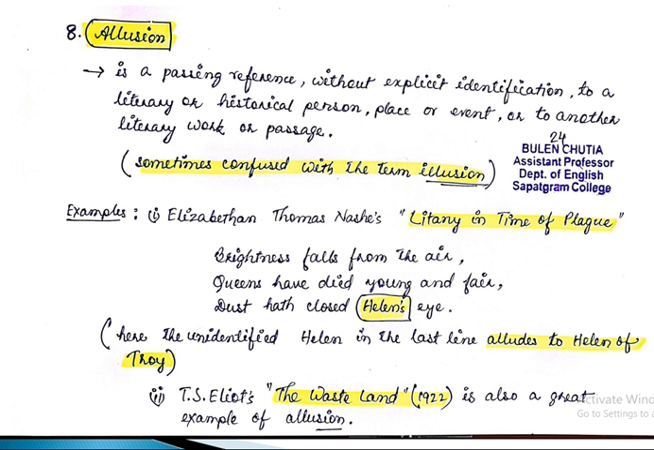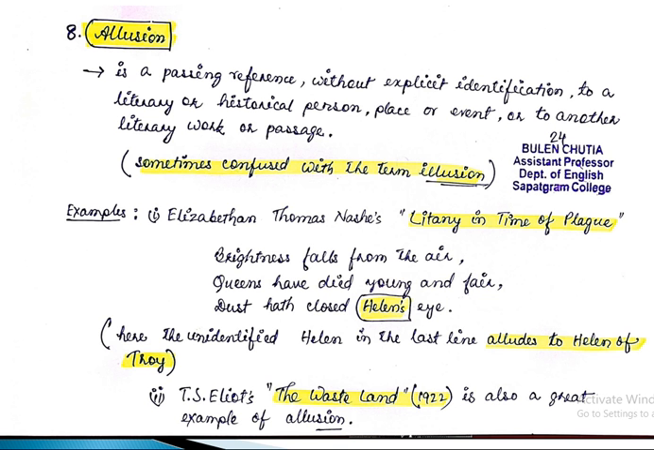Number one, Elizabethan Thomas Nashe's work Litany in the Time of Plague. It is a work of art, it is a literary work. Here it is written: brightness falls from the air, queens have died young and fair, dust has closed Helen's eye. Now here you can see Helen. Okay, the reference of Helen is given here. Now we do not know who Helen is. It is not directly referenced. The reference is not given directly, it is an indirect reference.